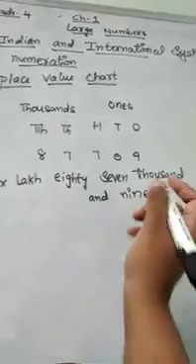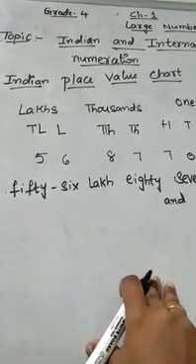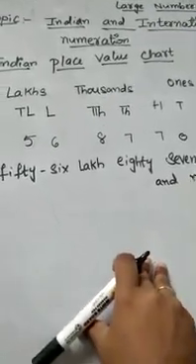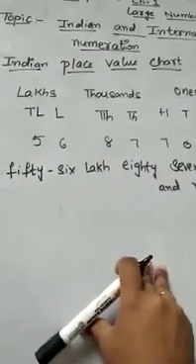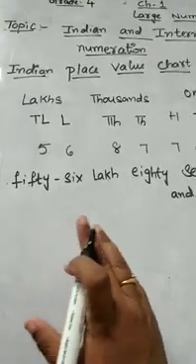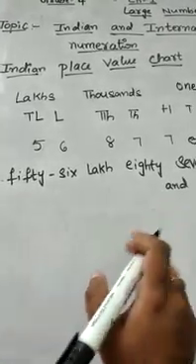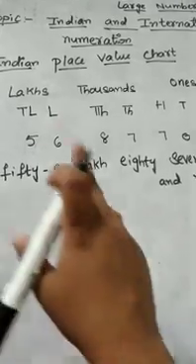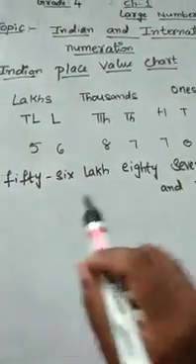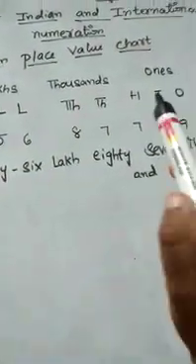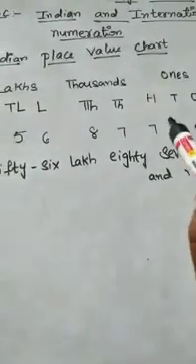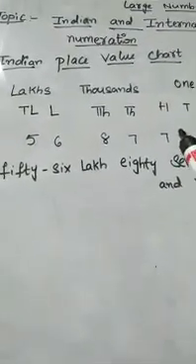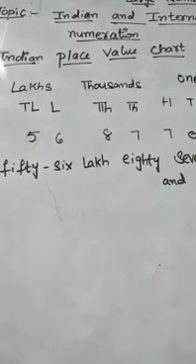So this is the way to represent numbers in the Indian place value chart. If they ask you to write in words, we have to write in this way. If they ask you to write in numbers, you have to write it this way. This is the Indian place value chart. Now let us see the international place value chart.